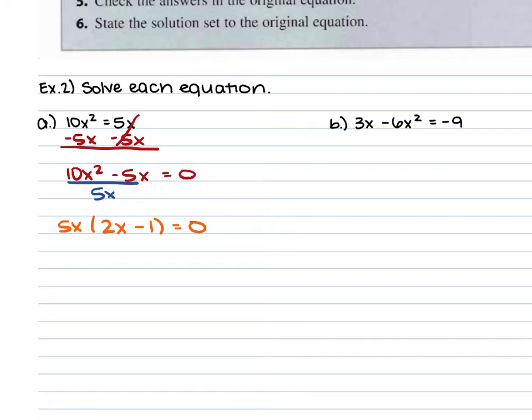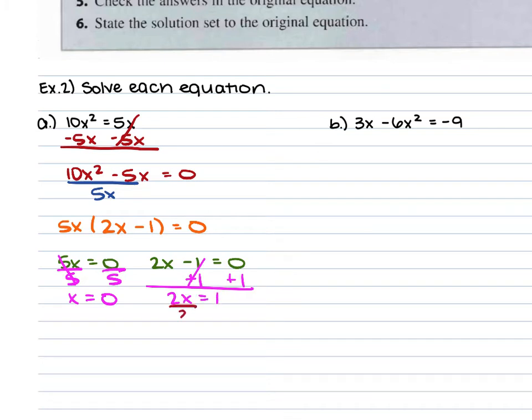From here, we're going to set each part equal to 0 because we cannot factor any further. So this gives us 5x is equal to 0, as well as 2x minus 1 is equal to 0. For the 5x is equal to 0, we're going to divide each side by the 5, and we get that x is equal to 0. For the 2x minus 1 is equal to 0, we're going to add the 1 to each side. We get 2x is equal to 1, and then we divide each side by the 2. So we get that x is equal to 1/2 as well. So we have two solutions here, x is equal to 0 and x is equal to 1/2.